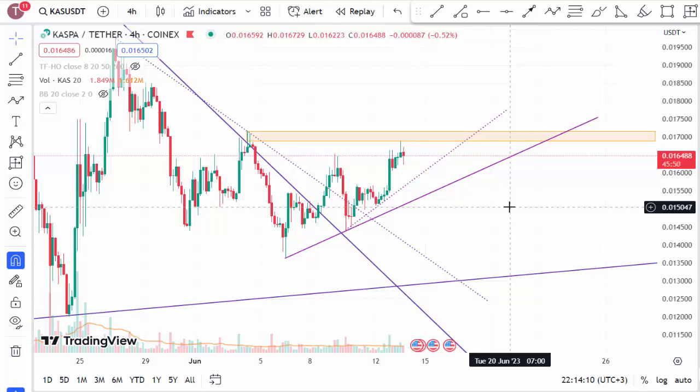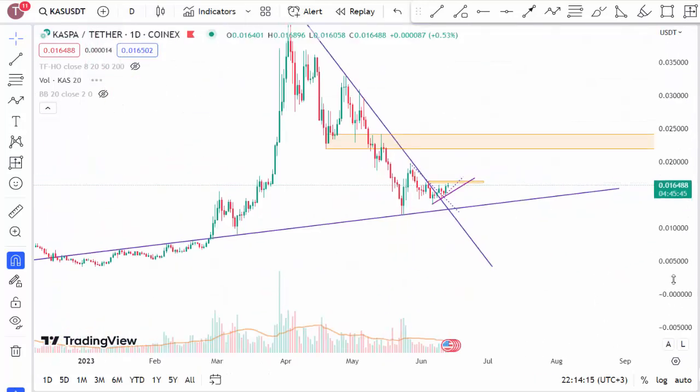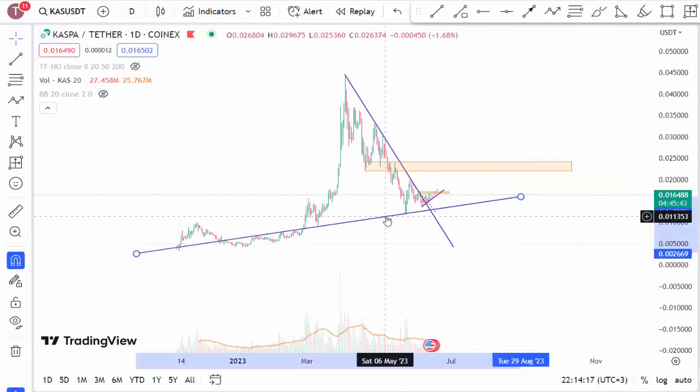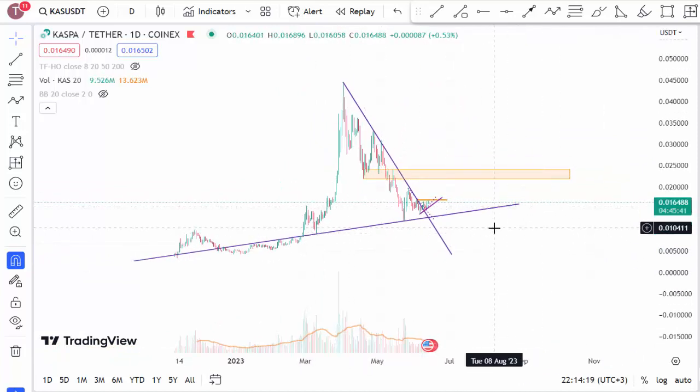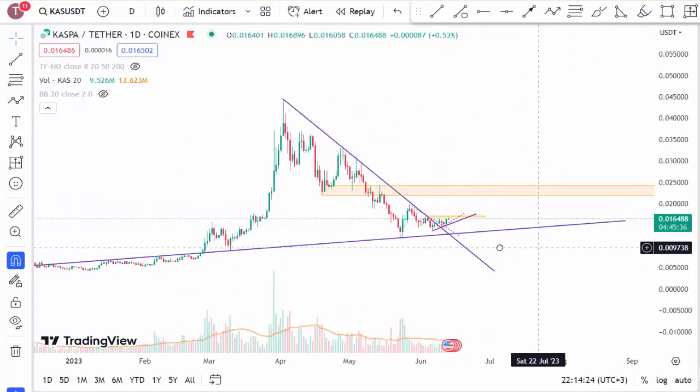Moreover, if we go back to the daily time frame, we can see that it is in a strong support area and very close to the support line. Therefore, signals coming from these zones can be considered as buying opportunities and entry orders can be placed.